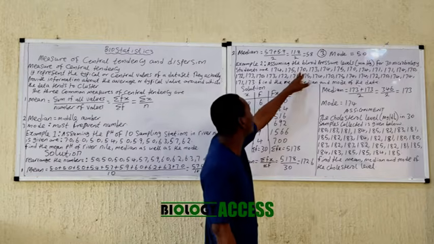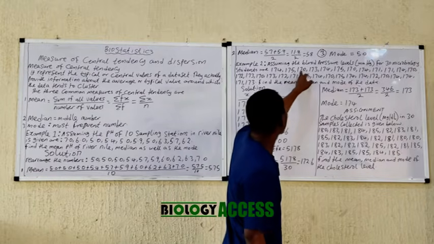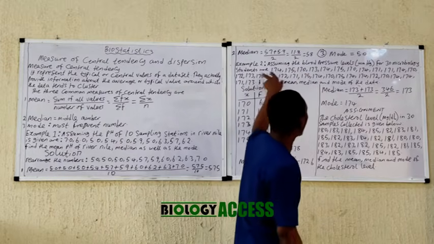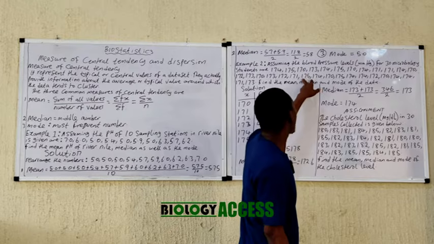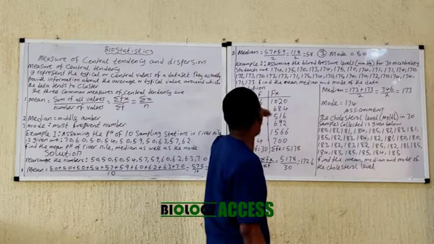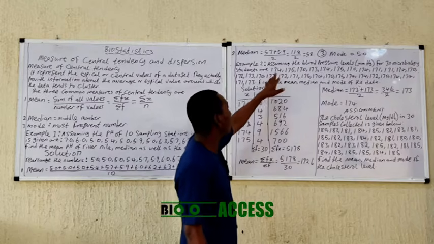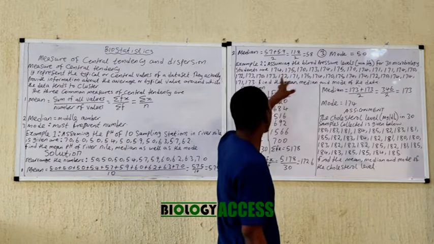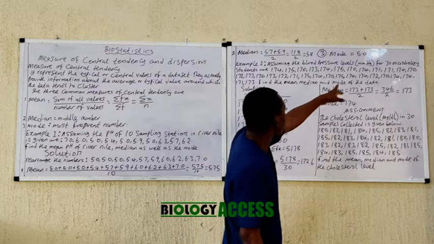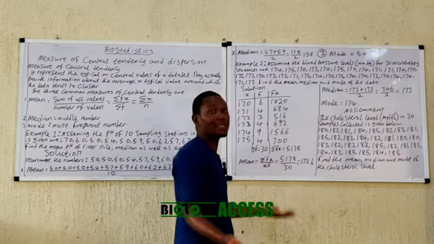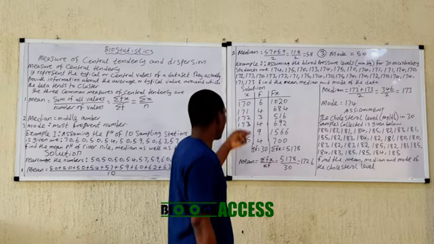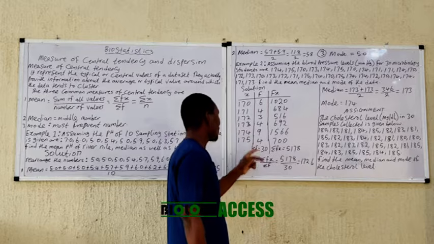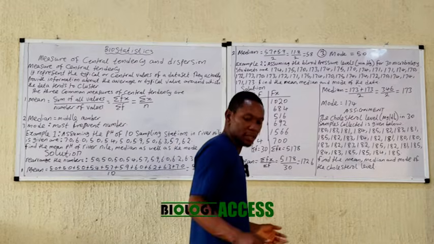For example, the smallest value here, if you look all through, is 170, while the highest value, if you look through it, you realize that it's 175. Remember there is also 171, 172, 173, 174, and we have 175. Those are the values that are present. We arrange them 170, 171, 172, 173, 174, 175. Now I will have to count.